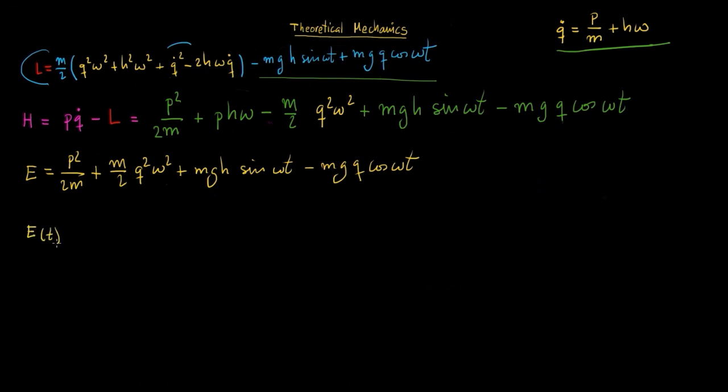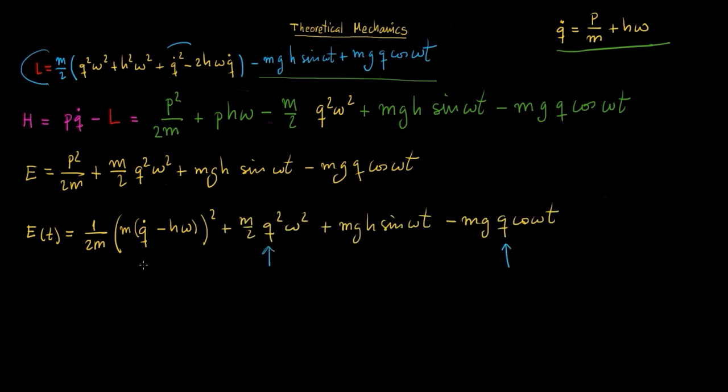Okay, to check this question, you can express the energy as a function of t, because we know the solution of the equation of motion, and you substitute p for what it is, and substitute what we have found at the beginning of this video. Remember, q equals g over 2 omega squared times hyperbolic cosine omega t minus cosine omega t.